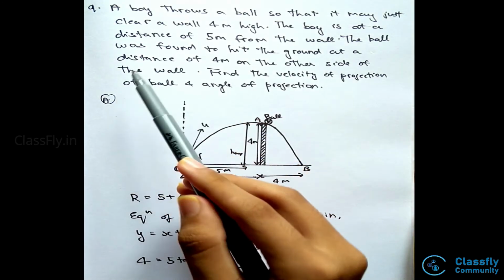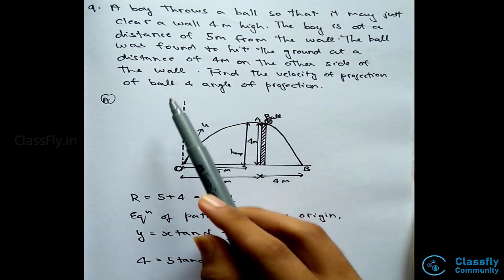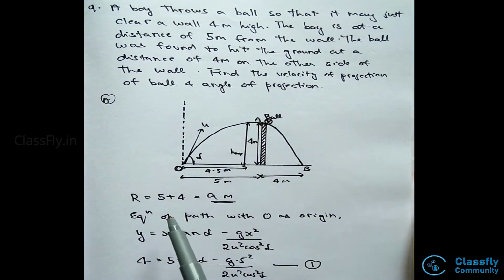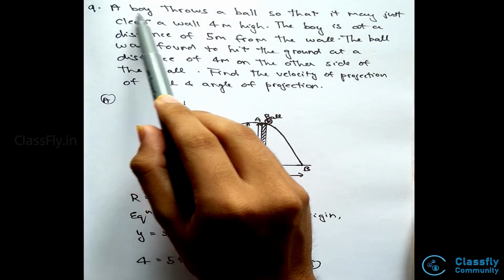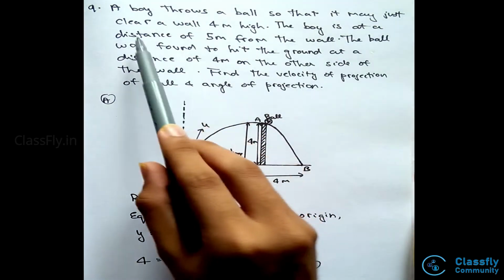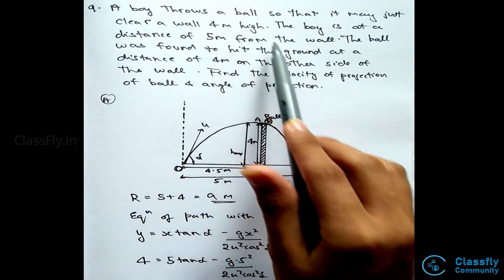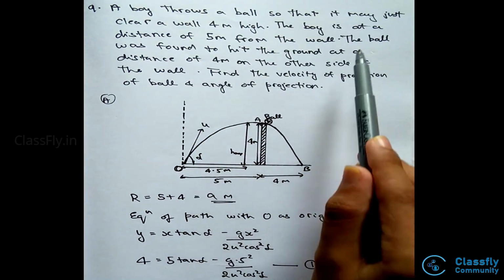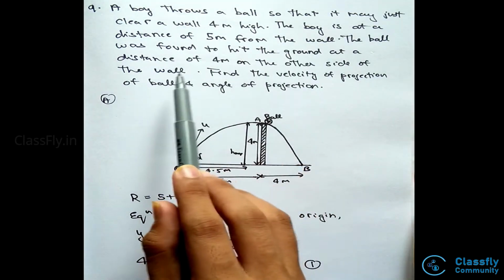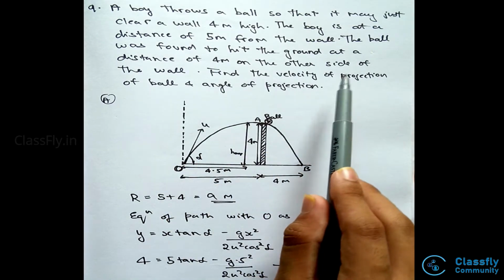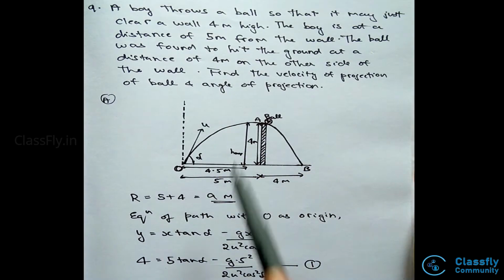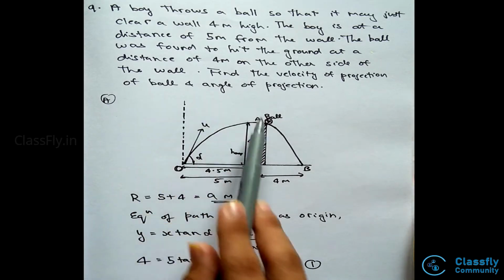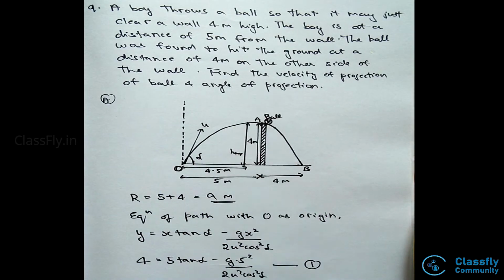Hi guys, today let us solve another numerical based on the concept of projectile motion. A boy throws a ball so that it may just clear a wall 4 meters high. The boy is at a distance of 5 meters from the wall. The ball was found to hit the ground at a distance of 4 meters on the other side of the wall. Find the velocity of projection of the ball and the angle of projection.